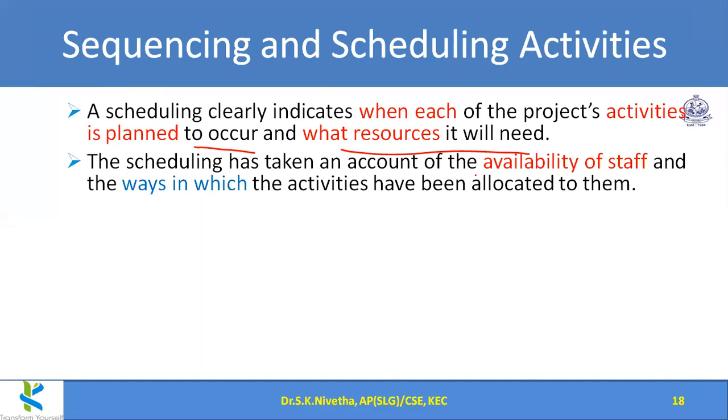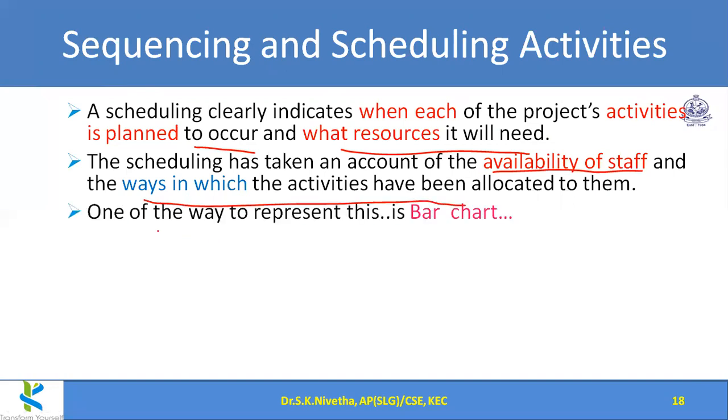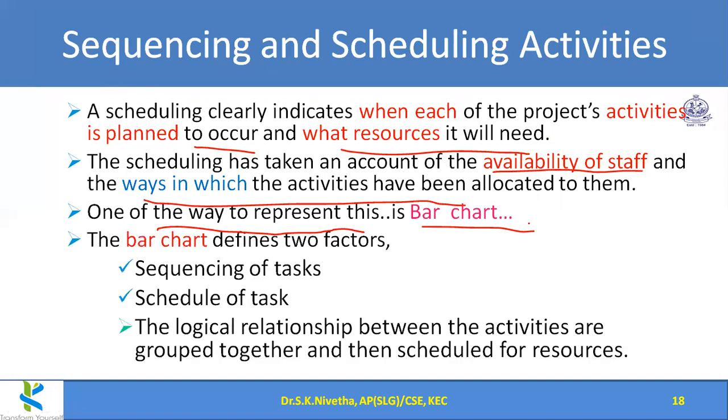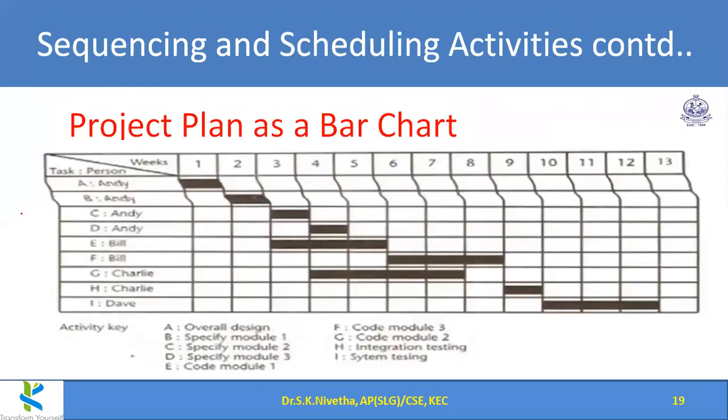So this has to consider availability of staff and the ways in which it has been allocated to them. The general way to represent this is a bar chart. So this is the common way the industry people are following for that. This bar chart has sequencing of the tasks and schedule of the tasks, and it provides logical relationship between the activities. You could see this is one example bar chart.